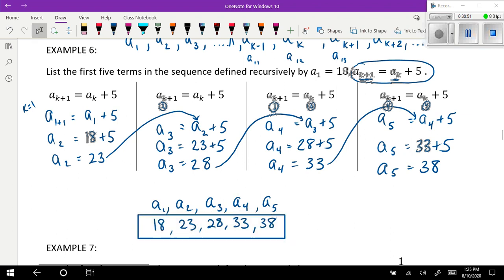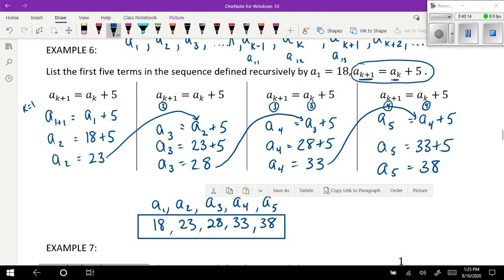Very good. Okay. So there are our 5 answers. Notice, will you, that this particular pattern is pretty easy to pick out. 18, 23, 28, 33, 38. You can pretty much guess the next number is going to be 43, 48, 53, and so on. They keep going like that. But you can tell that these numbers are increasing by 5 each time.